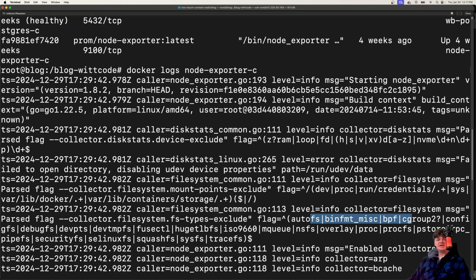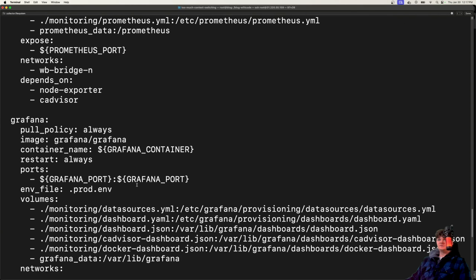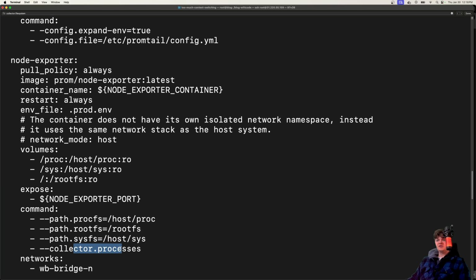So because of these settings, along with the volumes we have mapped into the container, we will analyze our system while ignoring the container that Node Exporter is running in. So once again, back in our docker-compose.yaml file, we are mapping in these host system directories, which will then be analyzed, and then we are ignoring the container ones with collector.filesystem.